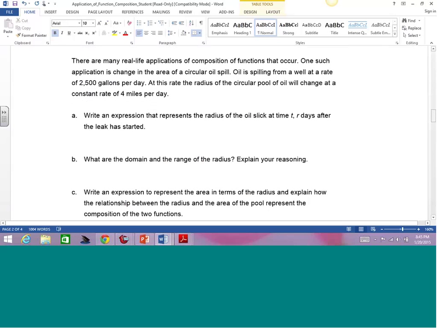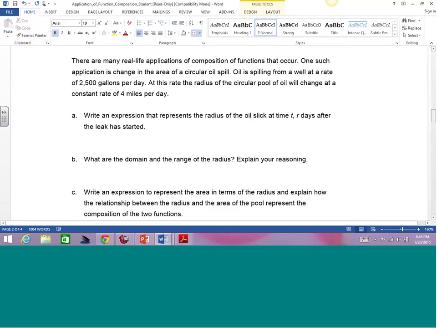It tells us the information right here. One such application is the change of the area of a circular oil spill. Oil spill is spilling from a well at a rate of 2,500 gallons per day. At this rate, the radius of the circular pool of oil changes at a constant rate of 4 miles per day. Okay, so there's some really important information there. And I know that as we're going through these and the kids are taking their state assessments, it's basically become a reading test, has it not?